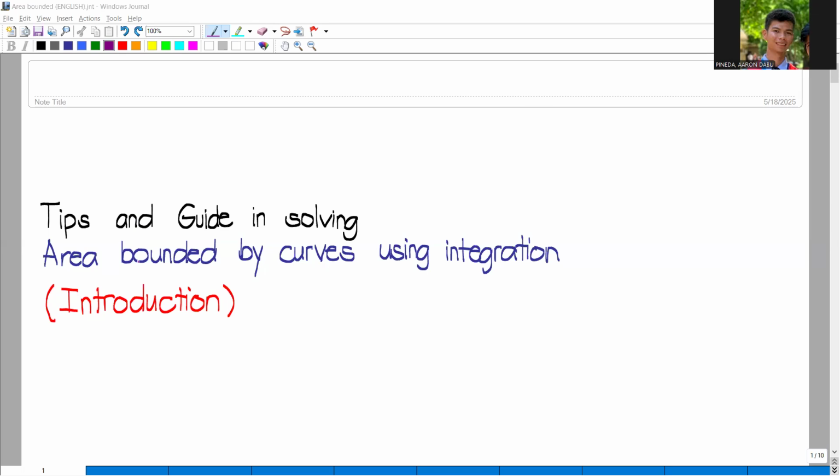And okay, our topic is area bounded by curves using integration. Now, this is an important topic in integral calculus, especially for those studying in engineering courses. Now, let's have the introduction. Now, in this video, I will be suggesting some steps and guides in the process of solving the area bounded by the curves.